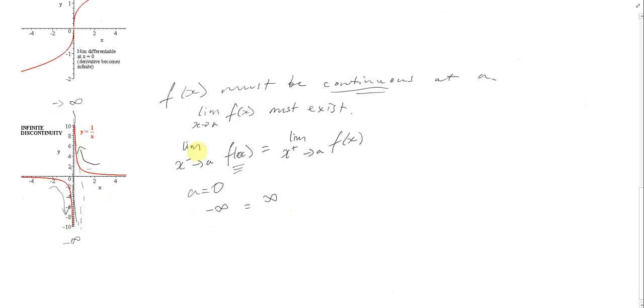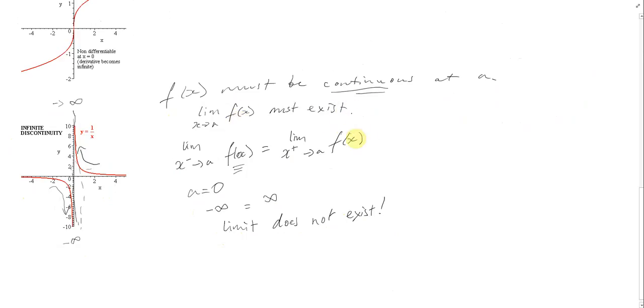Okay, so on the left-hand side, the left-hand limit is negative infinity. The right-hand limit is infinity. So these limits don't match, so we can say the limit does not exist. Limit does not exist, so therefore it is not continuous. Okay, so this is a bit of a fancy way of saying that it's not continuous.